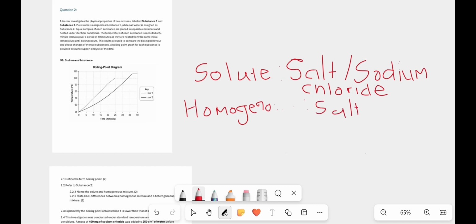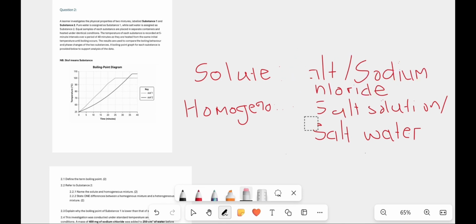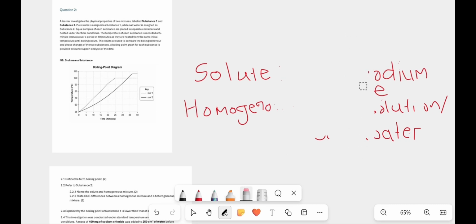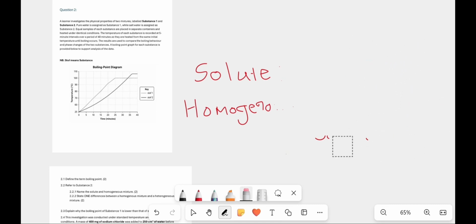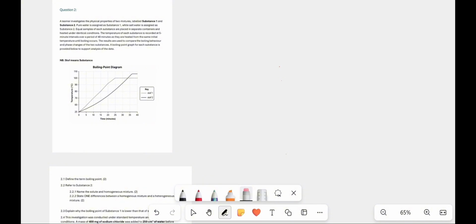So there's salt solution. The other one is salt water. And the other one is sodium chloride solution. I'm not going to write that one out. Okay, I think you basically get the idea of what they're asking you. Now this question, so far it's a decent question. So far it's a really great question.